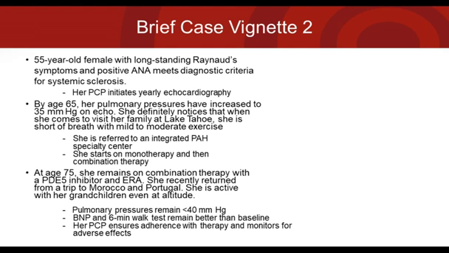She's now 75 years old. She remains on combination therapy. She's on a PDE5 inhibitor and an endothelin receptor antagonist. She just got back from Morocco and Portugal. She's active, runs around with her grandchildren who are much older now, even up at altitude at Lake Tahoe. And her pulmonary pressures still are less than 40. Her 6-minute walk test and her BNP are lower than when she was first diagnosed.